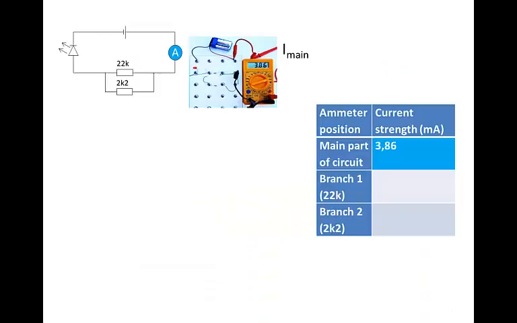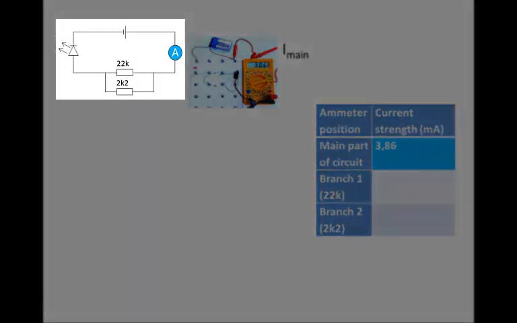Here we have a simple parallel circuit. The circuit has a 9-volt cell and an LED in the main part of the circuit. In the branched part of the circuit, there are two resistors in parallel with one another, a 22K and a 2K2 resistor. Here we have an ammeter positioned in the main part of the circuit, in the part before the branch. It's measuring the current strength flowing through it in the main part of the circuit.